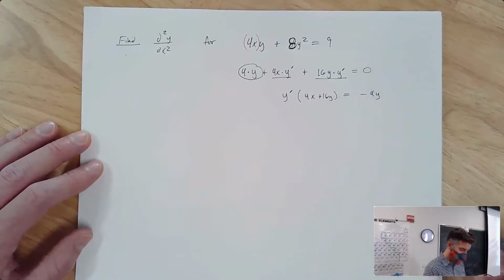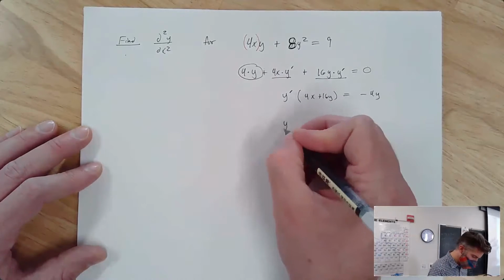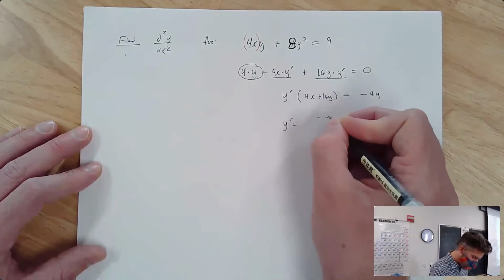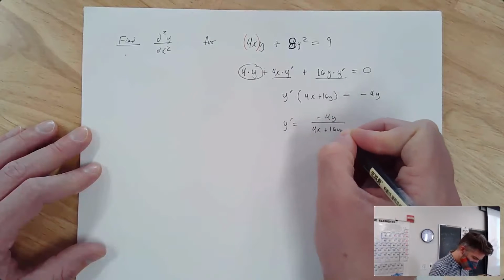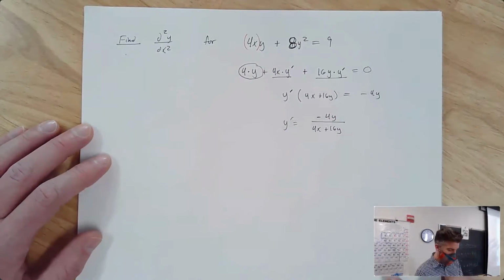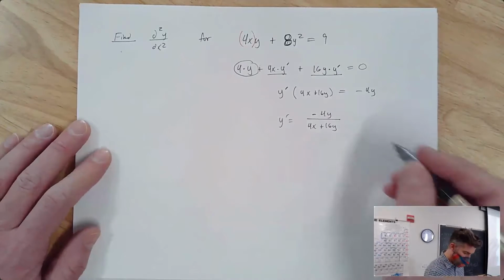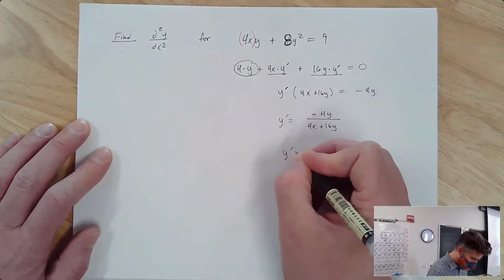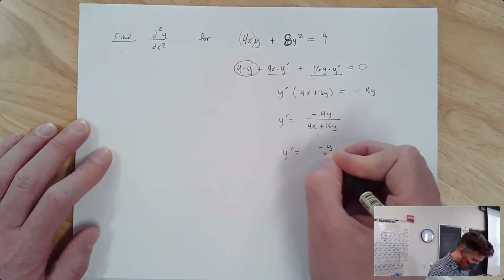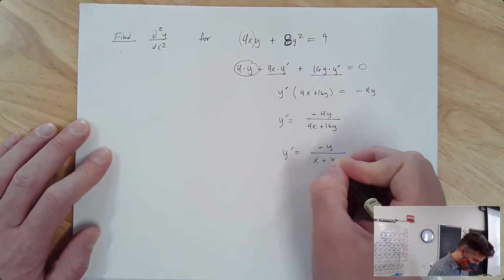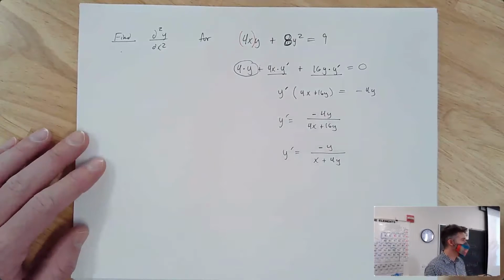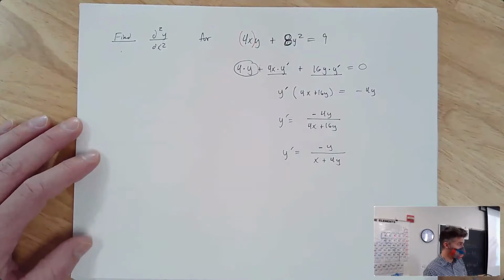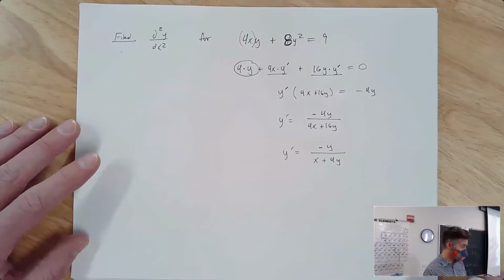Now I'm going to divide both sides by this. So I'm going to have y prime equal to negative 4y divided by 4x plus 16y. And in this case, I would divide the top and bottom by 4 and write it as y prime equal to negative y over x plus 4y. Not necessary, but probably helpful if I have to do more work after this, which I do, because I have to find the second derivative.